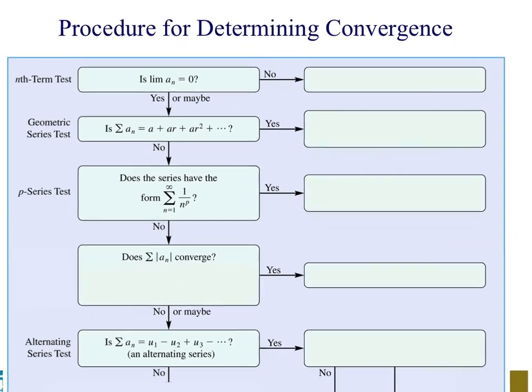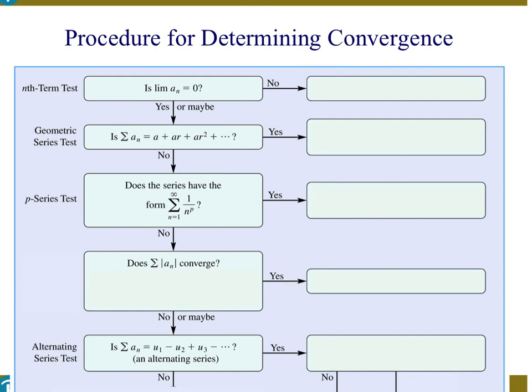All right, so I'm going to try and summarize what we have been working on the last several weeks. How do you work your way through this sort of flow chart? Always start with the nth term test. Is the limit of the nth term 0? If the answer is no, then the series diverges. Anything non-zero. If it's yes, it's inconclusive and you need to move on to the next test.